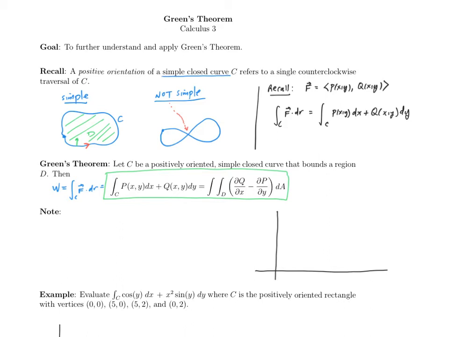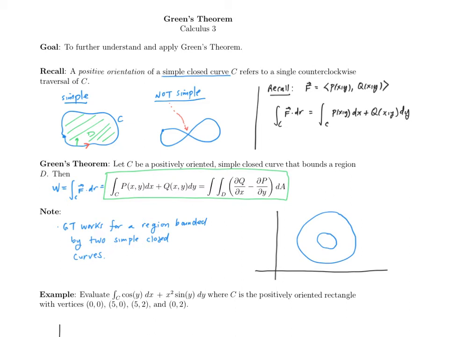Before going on to an example, I would like to note that even though the statement of Green's theorem applies to a single simple closed curve with a positive orientation, it also works when you have a region bounded by two simple closed curves. This is something we will encounter in future examples, but it's worth mentioning at this point as well just to kind of plant the seed. And if I wanted to illustrate this as simply as possible, I could do so with an annular type region.